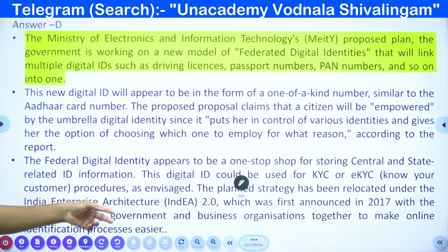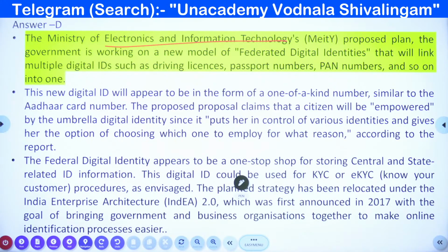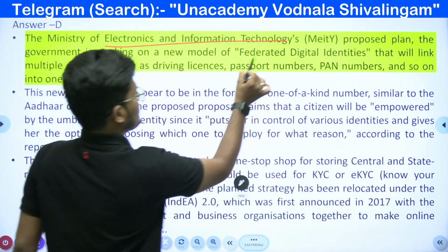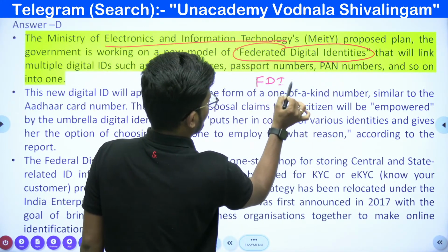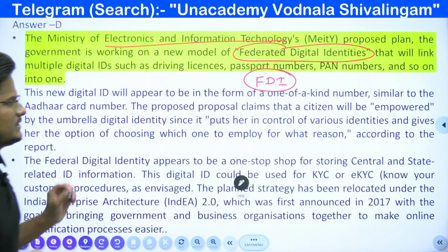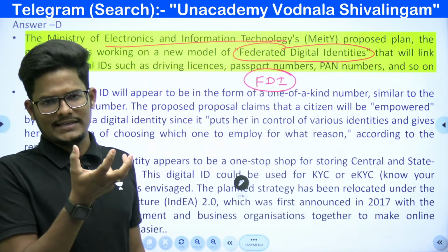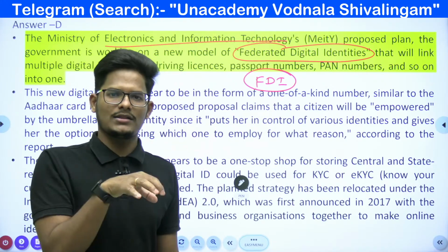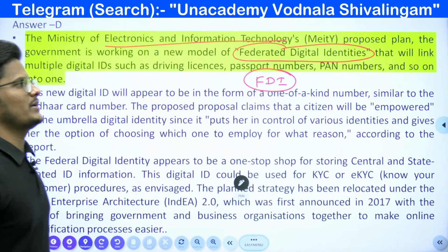So the answer must be D, which is the Ministry of Electronics and Information Technology, MeitY. They are working on the model of Federated Digital Identities, FDI, that will link all these identity cards of the Indian citizen mainly to control at a single place. To link all these identity cards, one more digital identity model was created, which is Federated Digital Identities, launched by the Ministry of Electronics and Information Technology.